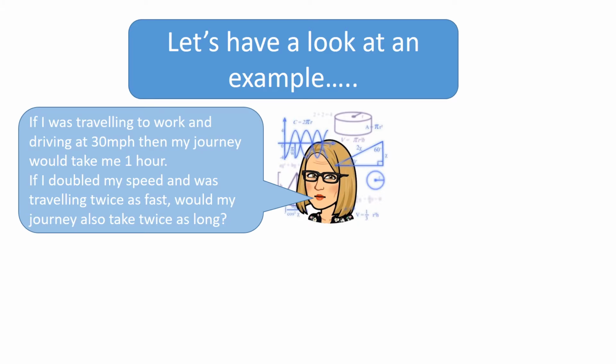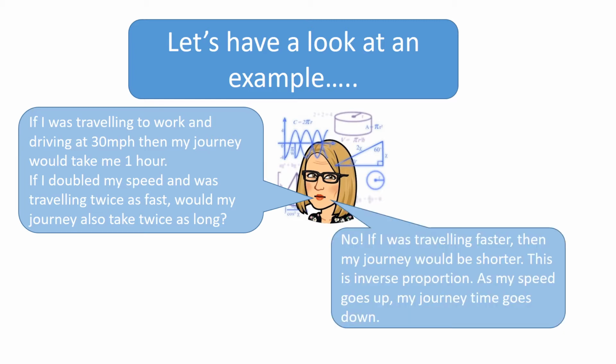If I was travelling to work and driving at 30 miles per hour, then my journey to work takes me 1 hour. If I double my speed and I'm travelling twice as fast, would my journey take twice as long? Well, no, if I'm travelling faster, then my journey time is shorter. And this is inverse proportion. As my speed goes up, my journey time goes down.